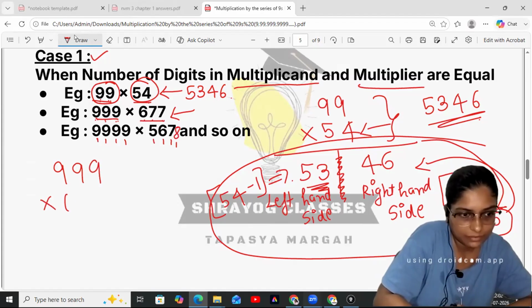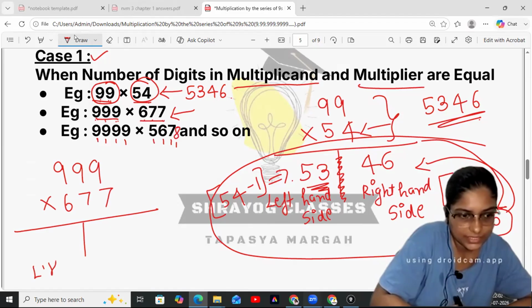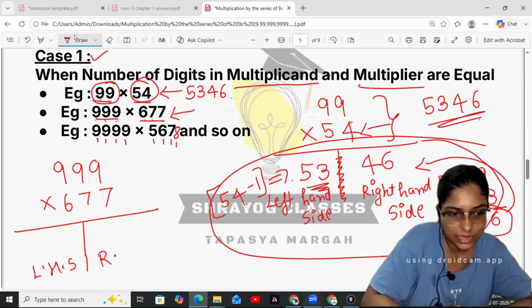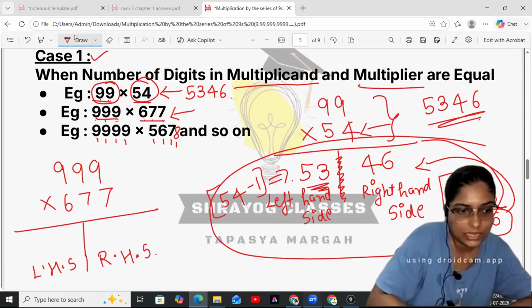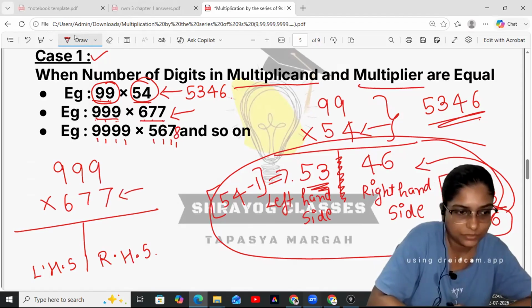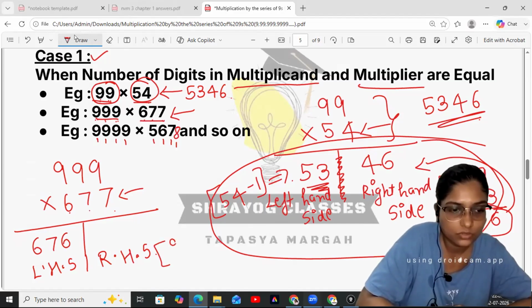999 multiplied by 677. Again, this is my left hand side. The short abbreviation for left hand side is LHS and right hand side is RHS. In my left hand side, I subtract 1 from the multiplier. My multiplier is 677. So 677 minus 1, I get 676. And in the right hand side, I subtract the answer of the left hand side from the multiplicand.